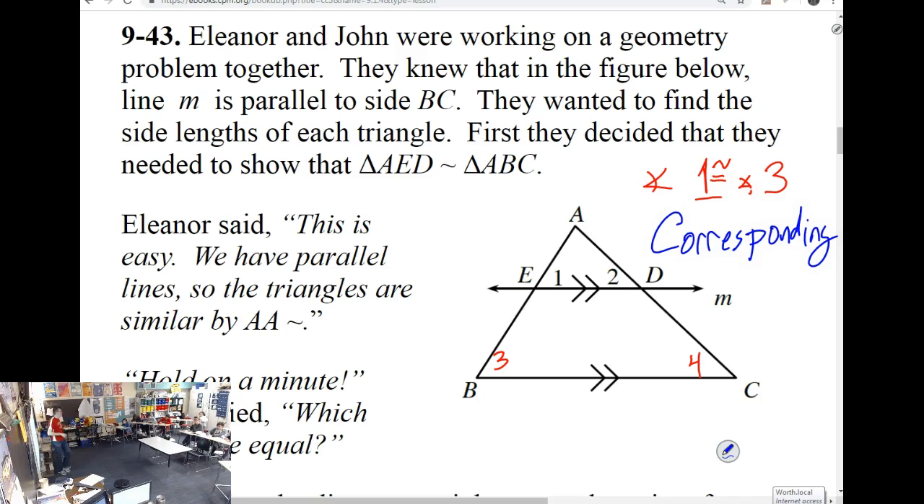Do we have another pair of correspondings? Braylon? Yeah, angle 2 and angle 4. Then I have a new word to teach you.